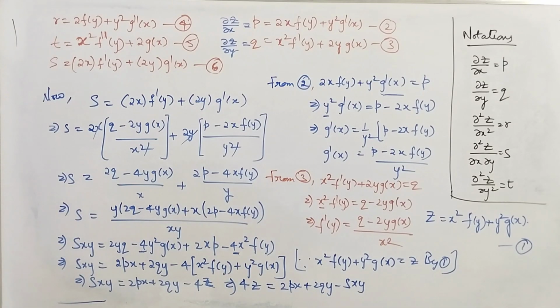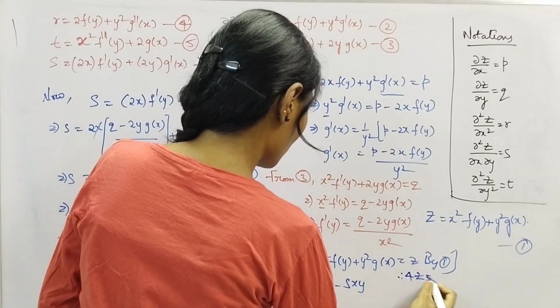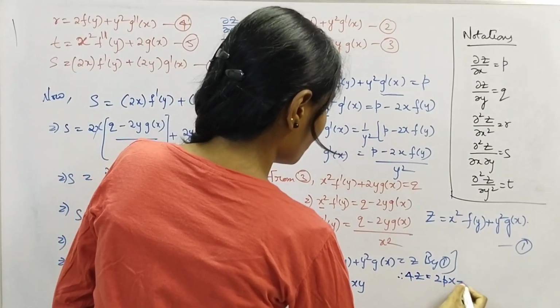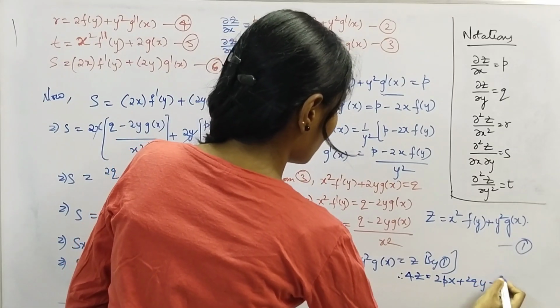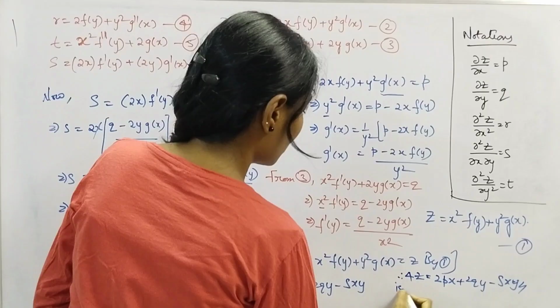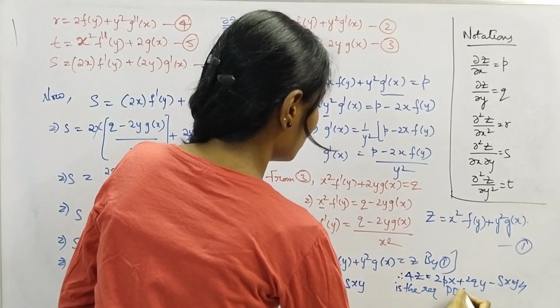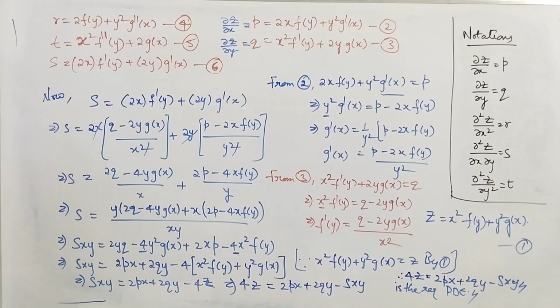Therefore, 4z equal to 2px plus 2qy minus sxy is the required partial differential equation. This completes the problem.